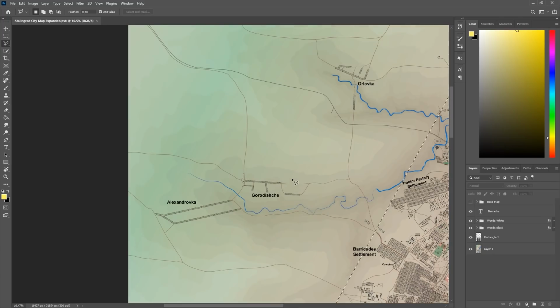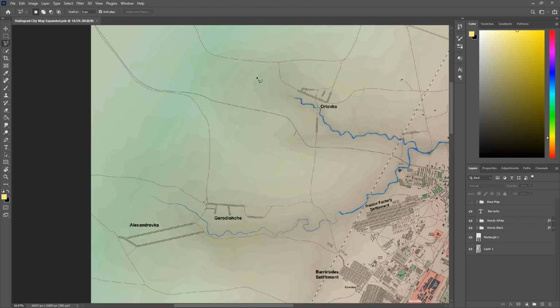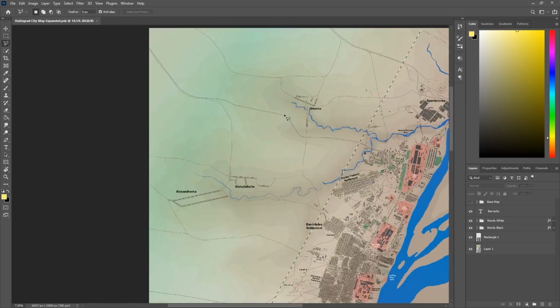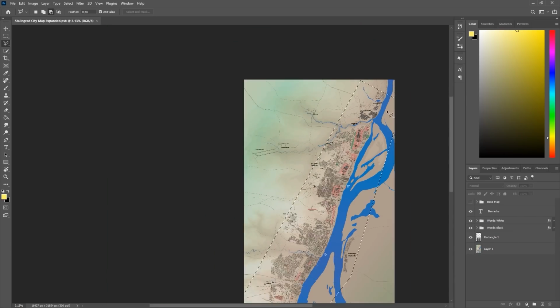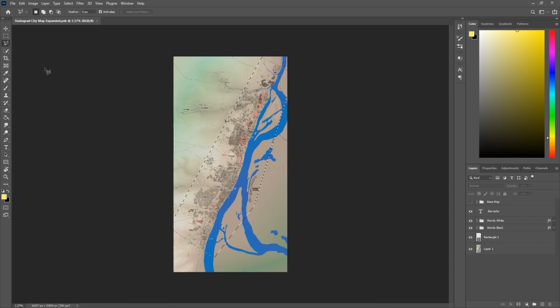Alexandrovka, Gorodishi, and Orlovka, which were based on aerial photographs, are probably not in the correct locations. I actually think Orlovka is a bit further up here, but it could be there. Thinking about it, I think it should be over here somewhere. But it's not a major deal. It's just a bit annoying because the map's not 100%, which is unfortunate.